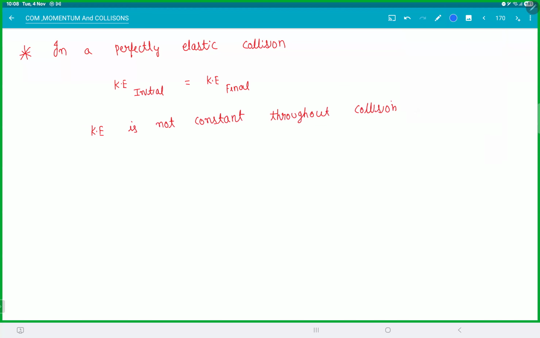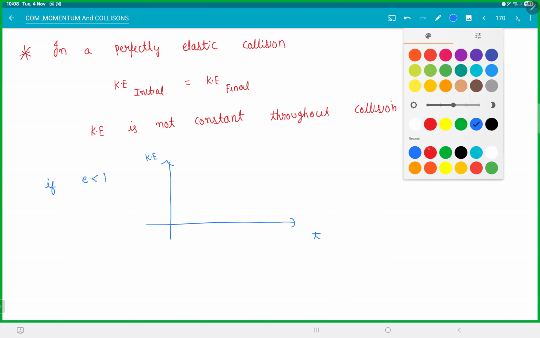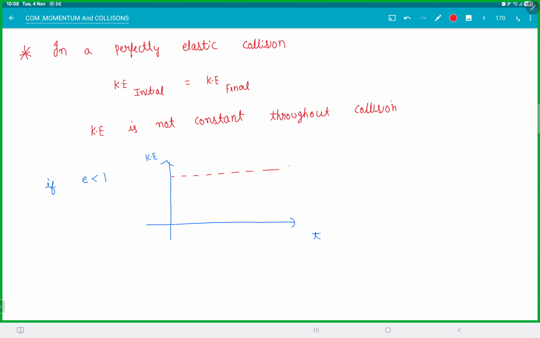Suppose the e value is not 1, let's say if the e value is less than 1, the graph will look something like this, which can be calculated. This was the initial value. So the kinetic energy will decrease, maximum deformation, then it will increase and it will become constant. It will not reach the maximum value. Getting it? So this is the case where e is less than 1.